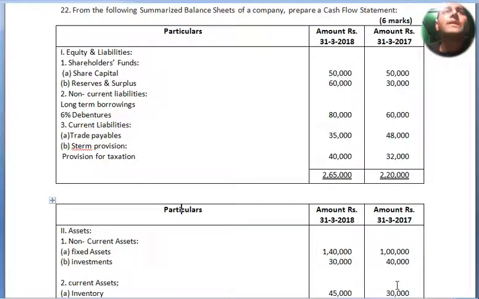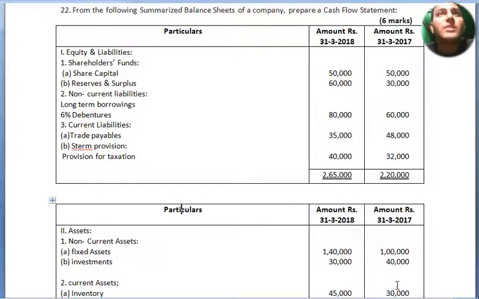Question number 22. From the following summarized balance sheet of a company, prepare a cash flow statement. Here the format of balance sheet is given under the new provision of the Companies Act, which is especially used for companies. So don't get confused with the balance sheet format of this company format and the previous one we did in the partnership. Alright, if you know the base, know the concept, you can tackle it.